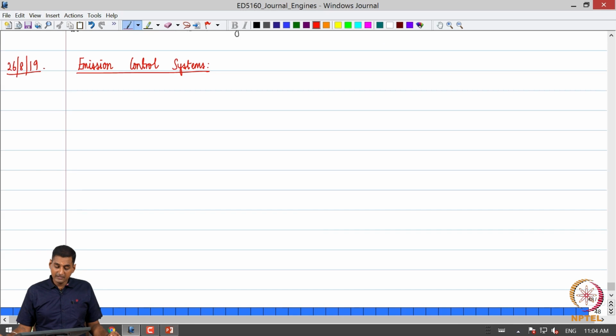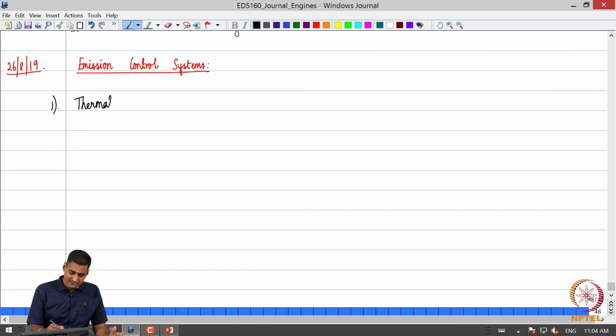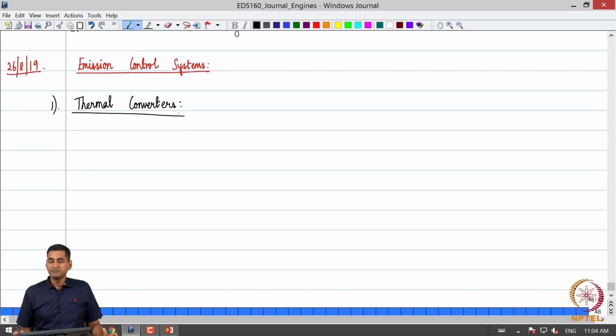And we have already looked at what is the broad mechanism or set of mechanisms by which these gases are created in the engine exhaust and what factors affect them. So, consequently, we are going to look at some devices and techniques which would be helpful in regulating their quantity in the engine exhaust. So, the first one is what is called a thermal converter. Please recall that in the engine exhaust we have partially oxidized carbon and also unburned hydrocarbon, because the fuel may not get enough time to get oxidized.